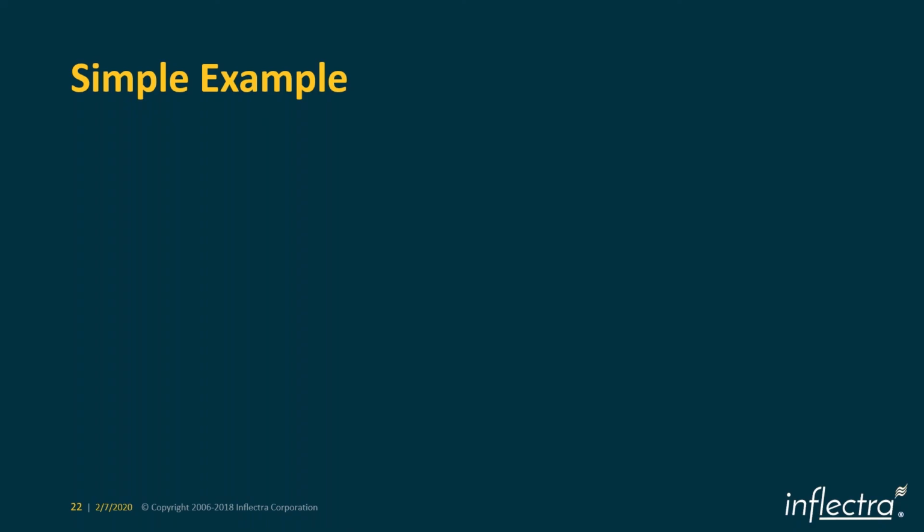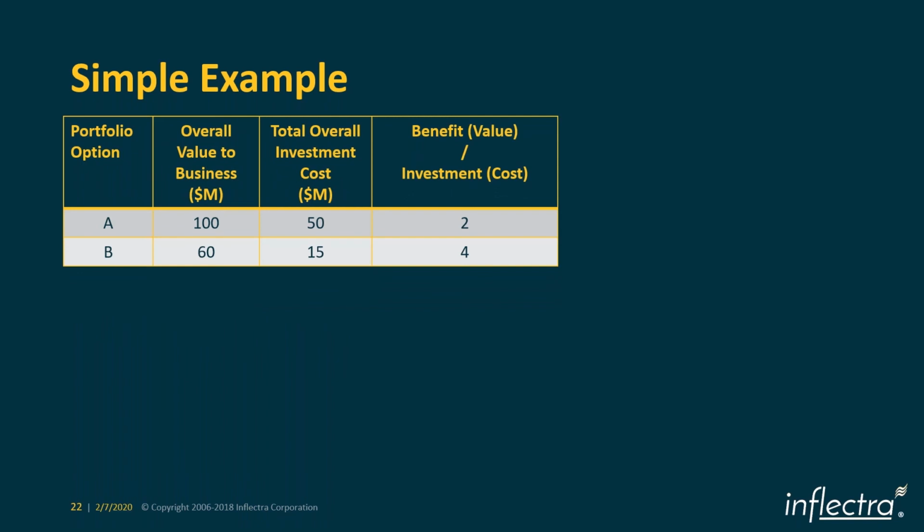Okay, so let's illustrate it with a simple example. Here is a scenario I have presented. There are two options that we can choose from, one is A, one is B. The value for the business for option A is going to be $100 million, and for option B, it's going to be $60 million. And nothing comes free, right? So we have to invest some money to actually get this, $50 million for option A and $15 million for option B. Now, the benefit cost ratio, or the return on investment, is the value that you have got divided by the cost, which is going to be 2 for A and 4 for B.